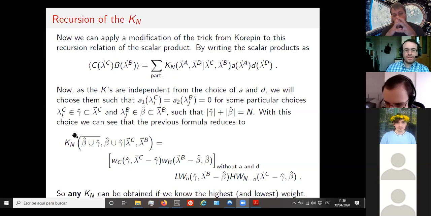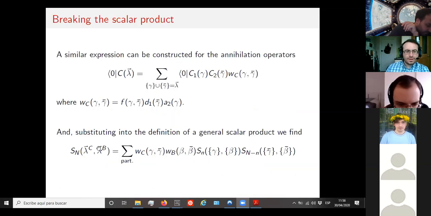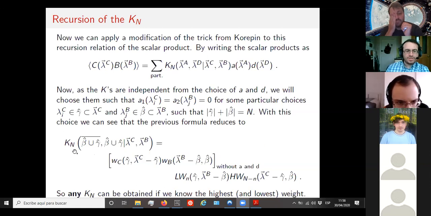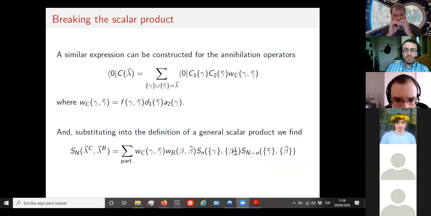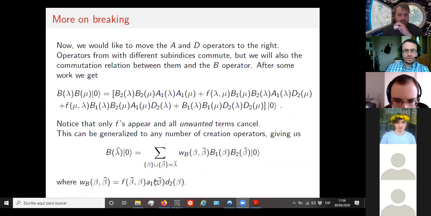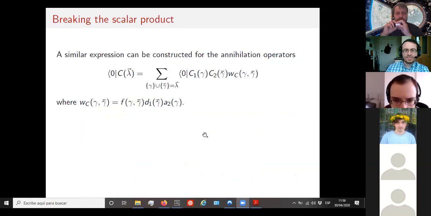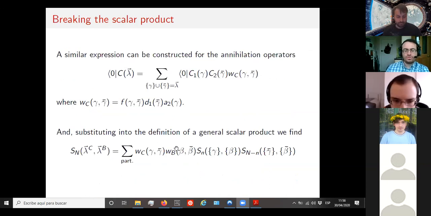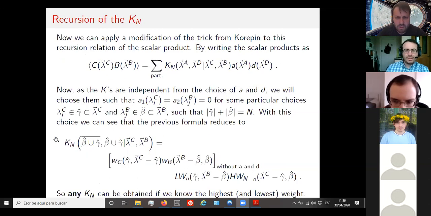But the important thing is that from the scalar product here, I'm going to get only one term, which is this one here. But in the right-hand side, I'm also going to take only one term, because these weights depend on the A2 in the case of the weight of the C's, and on A1 in the case of the weight of the B's. So I'm only going to get just one term. And I can relate these general KNs to lowest weights and highest weights.